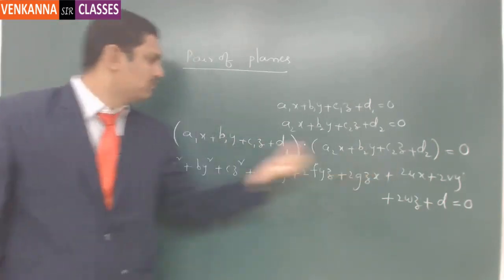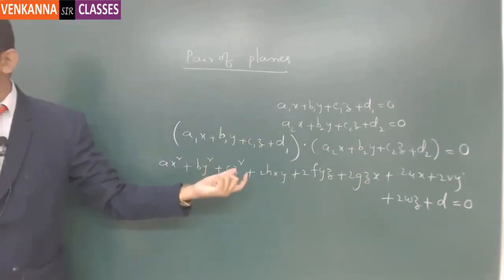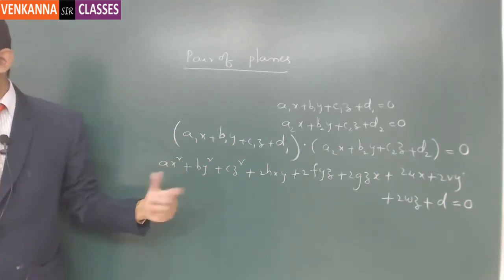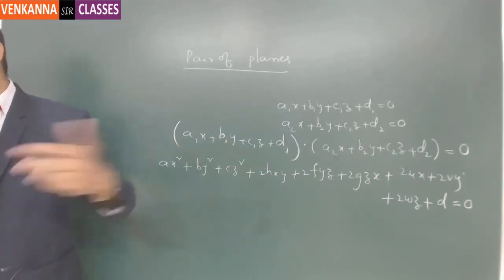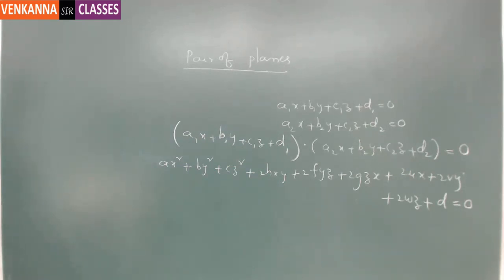A1x into this total value, B1y this total value, C1z this total value, taking the terms as common. So for those coefficients, I am giving the names A, B, C, H, F, G, etc. That's it. Now what happens? If you take any point on one of the planes, it will satisfy this equation. Agreed? So we call this equation the joint equation of pair of planes.